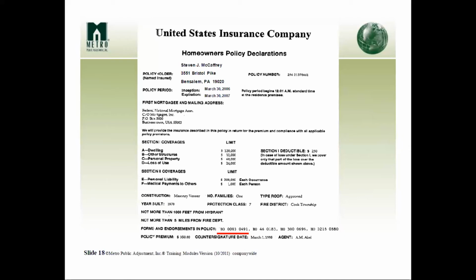Personal property on an HO3 or an HO5 policy is always going to be at least 50% of what the dwelling is, and it may be as much as 75% of the dwelling. You can see in this case that it's at 50%. I define personal property to a homeowner as that property where if you turned the house upside down and shook it, whatever comes loose, that's your personal property.